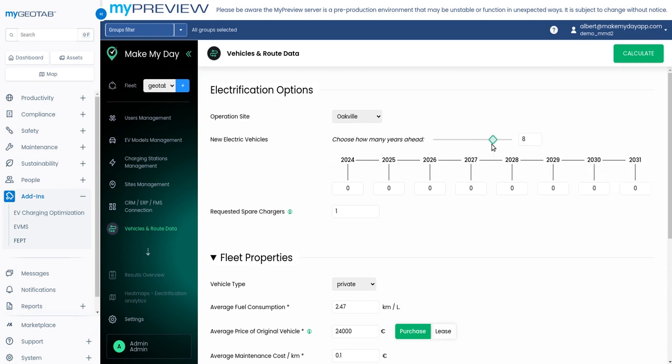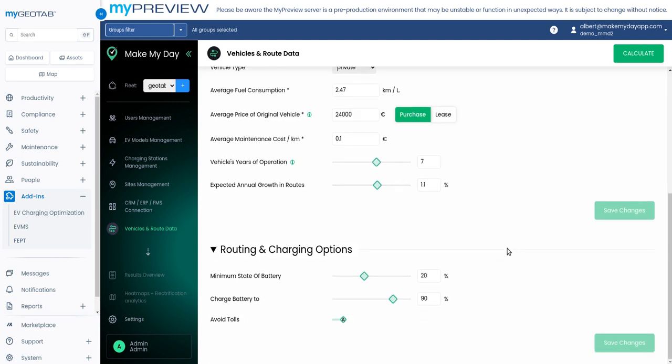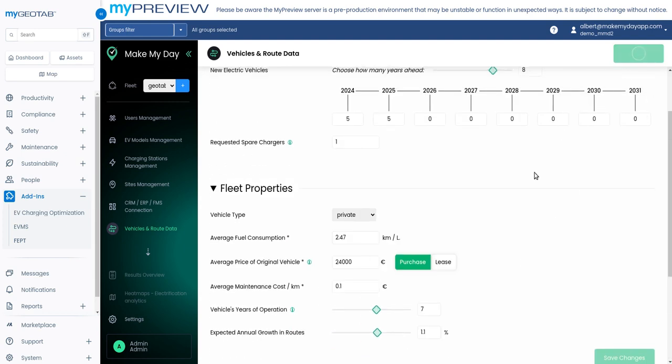Let's look 8 years ahead. Let's say that in 2024 we would like to replace 5 vehicles, and in 2025 we're going to replace another 5 vehicles. Then we can set different parameters for the behavior of the calculation, like pricing, like how many years the vehicle operates. And all we need to do is click on calculate.